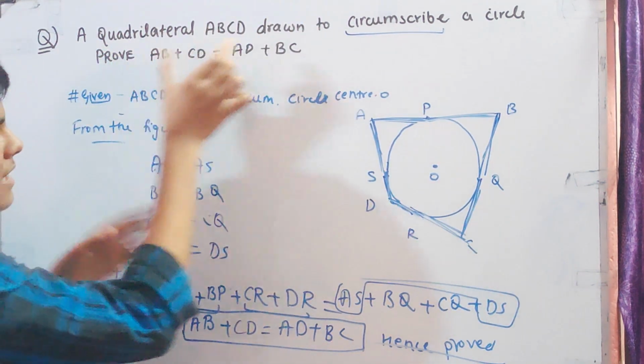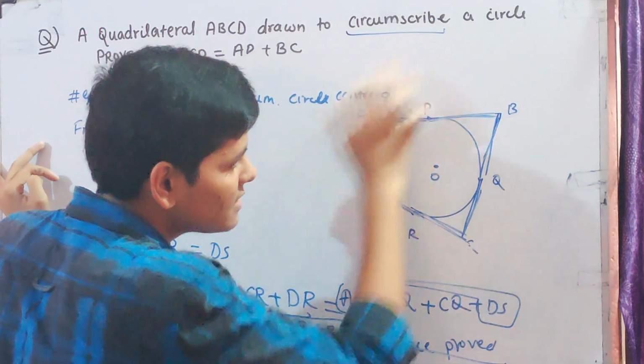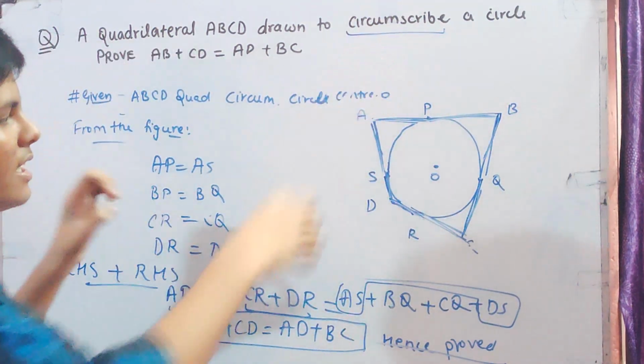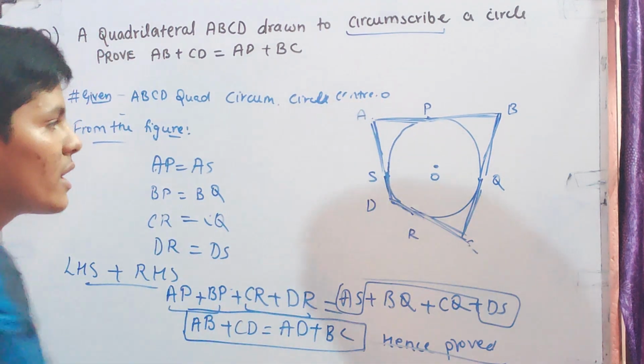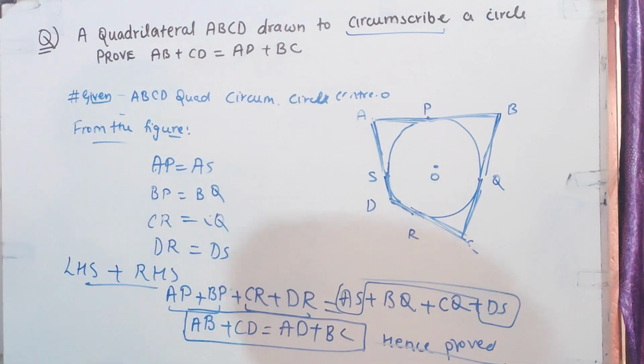They say that a quadrilateral circumscribes a circle. This is a circle, and a quadrilateral is covering this circle. They did not mention which quadrilateral, so you can draw a random shape, or if you want you can draw a rectangle, square, whatever you want. But it should have four sides. So from the figure we use theorem number 2.